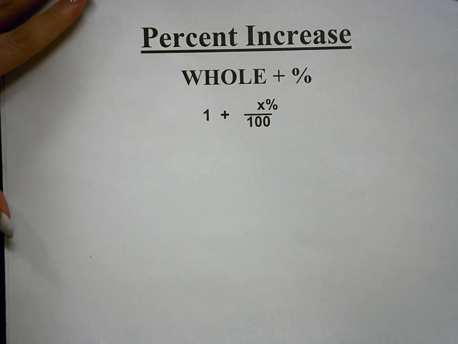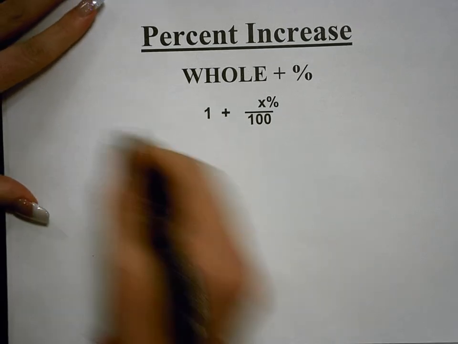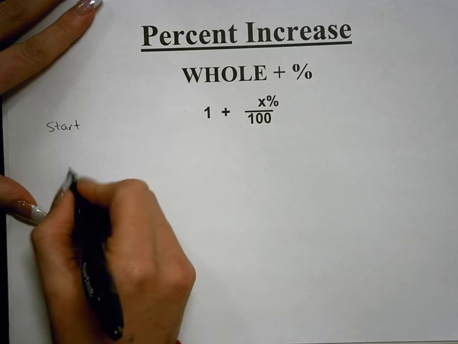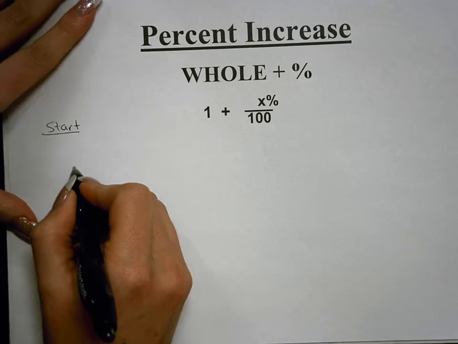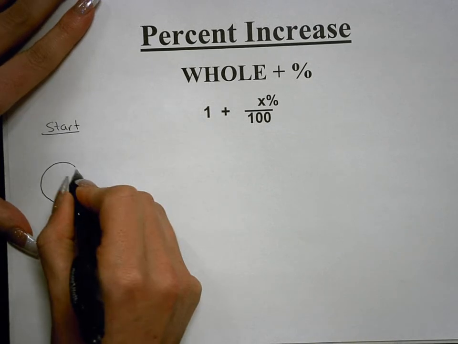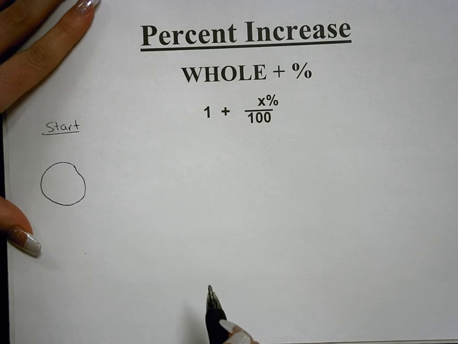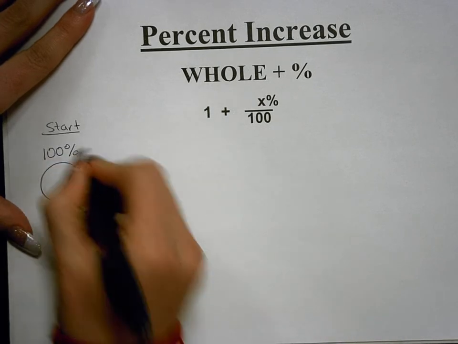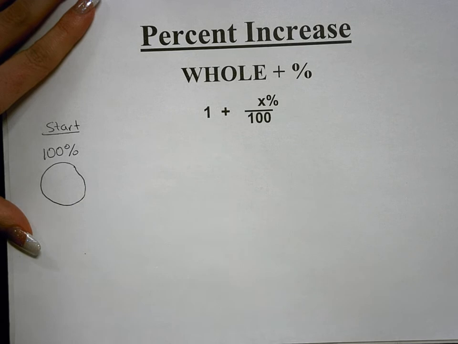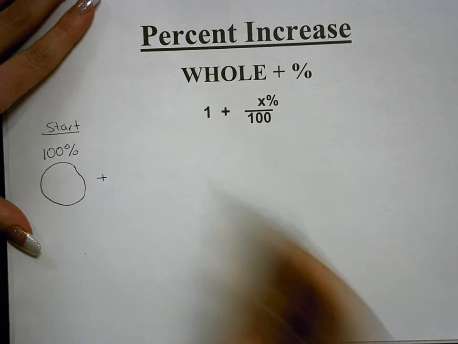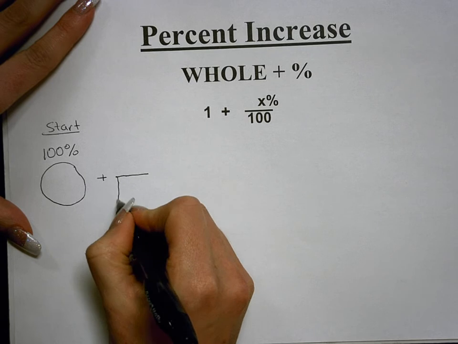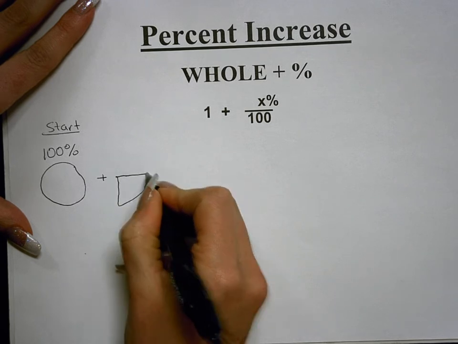So what we're going to look at is what we start with. I like to look at pi, so we're going to start with a pi. Now this pi is going to represent our 100%. This is what we're starting with, 100%. And then we're going to increase this by 25%.